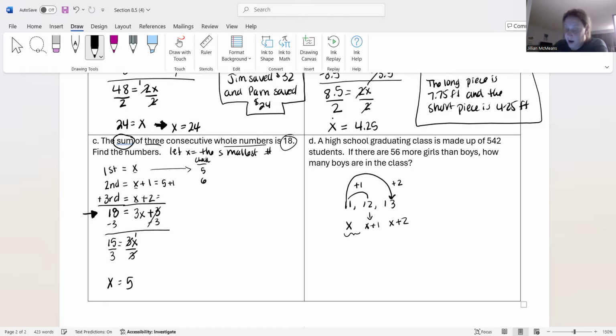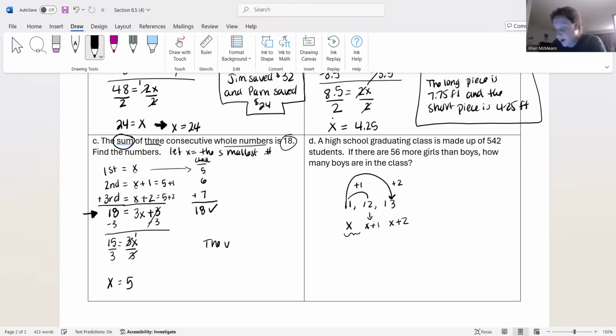And x is still 5, so that means x plus 2 is 5 plus 2, or 7. Let's add these numbers up. So starting from the bottom going up, 7 plus 6 is 13. 13 plus 5 is 18. So everything checks out. And we just want to write some really quick statement to describe our final answer.